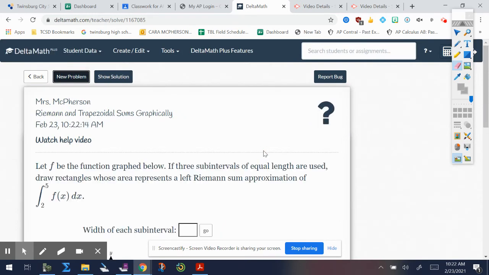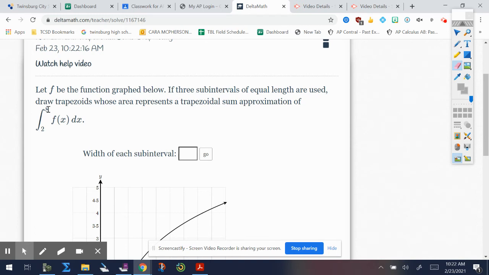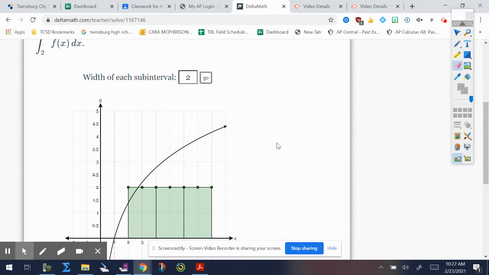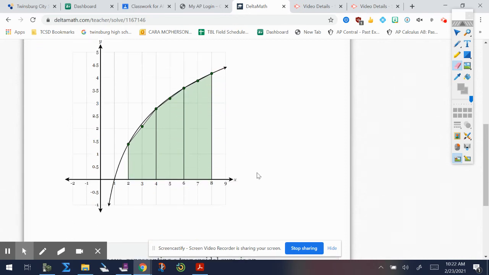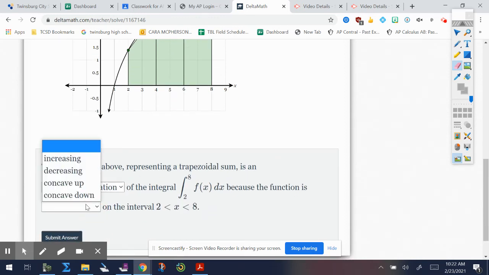So let me show you another one. This one is going from 2 to 8. It is splitting it up into 3 intervals. So 2 to 8, that's 6 units long, split 3 ways. Each one's going to be 2 wide, and it'll draw them for you. We're going to come up with my trapezoids, putting each end there. So there's my first trapezoid. There's my second trapezoid. And there's my third trapezoid. I am again under approximating because the concavity is again downward.